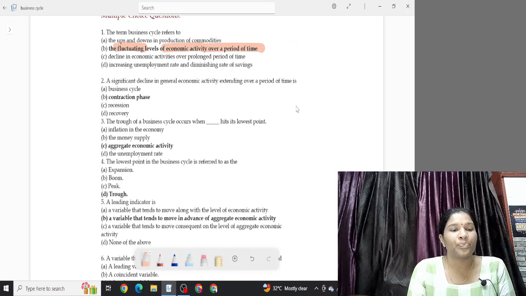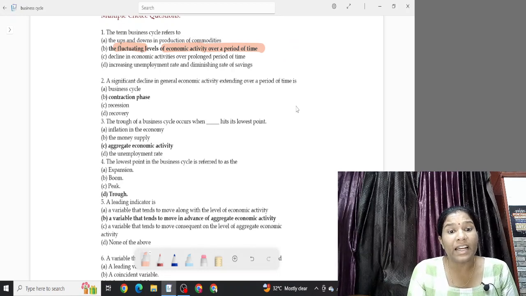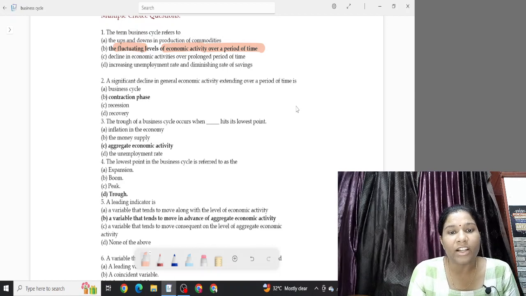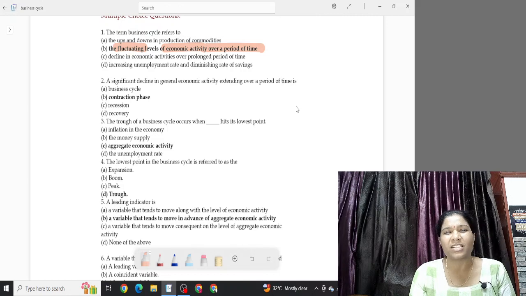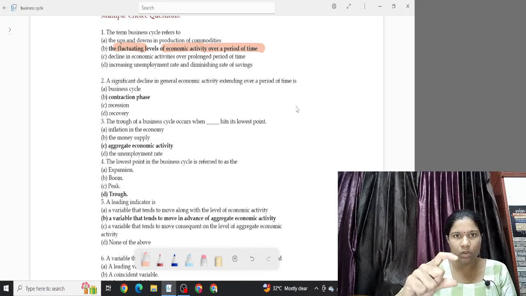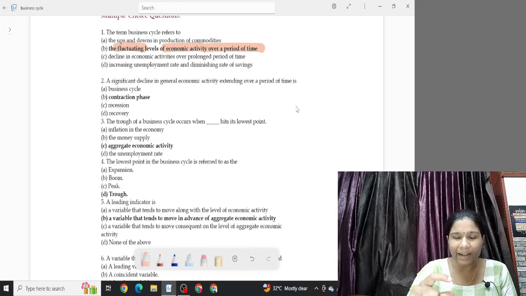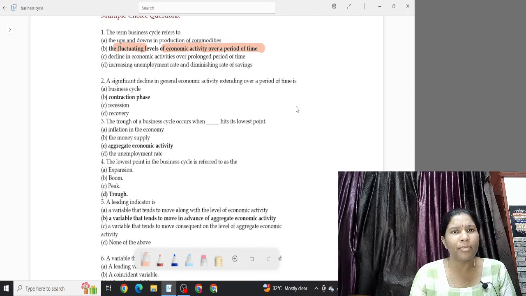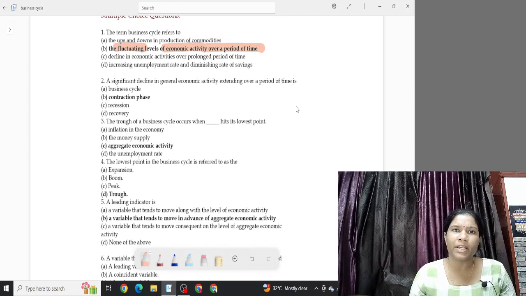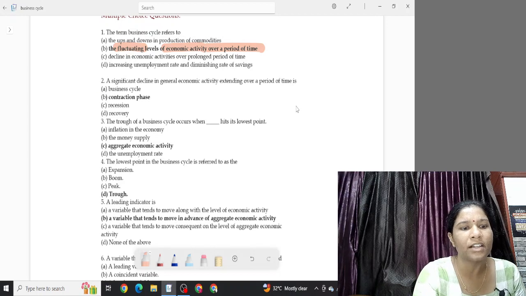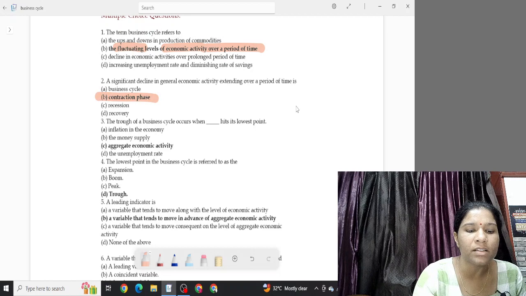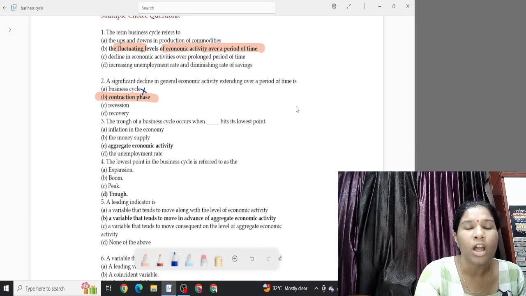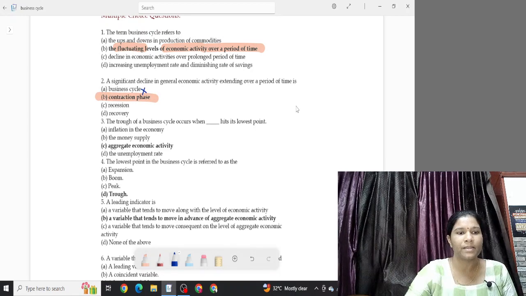Okay, number two, a significant decline in general economic activity extending over a period of time is called as contraction phase. Decline alone, okay? They are talking about only decline of what? Economic activities over a period of time. It is contraction. So we'll see what is the correct answer. It is contraction phase. Why is it not business cycle? Because business cycle comprises both decline and expansion.